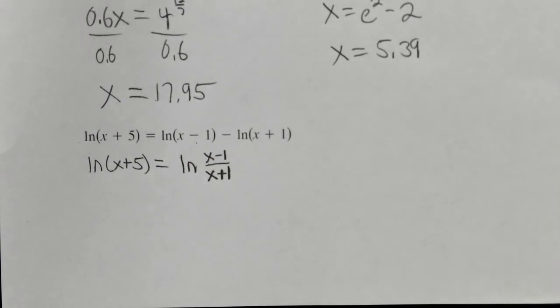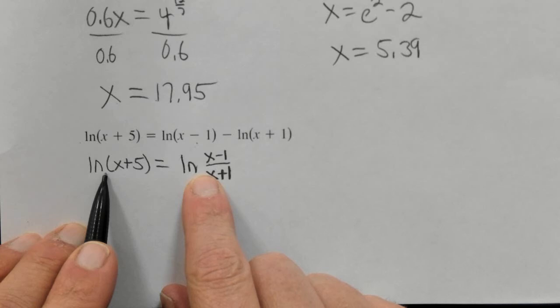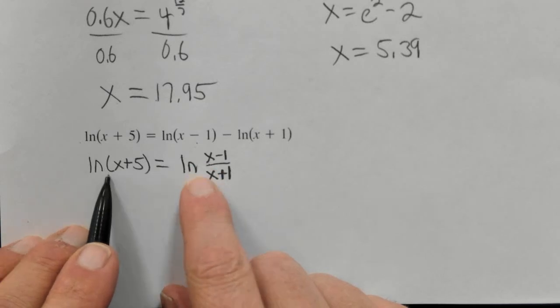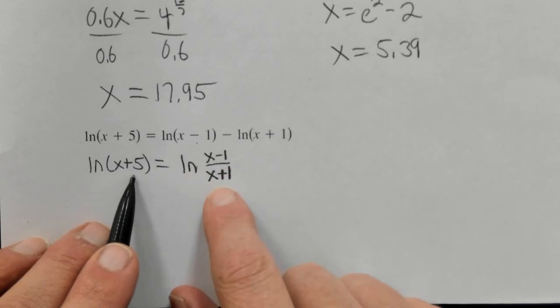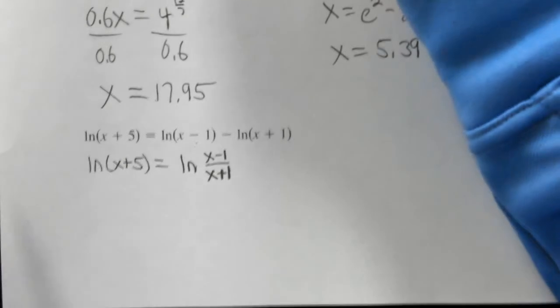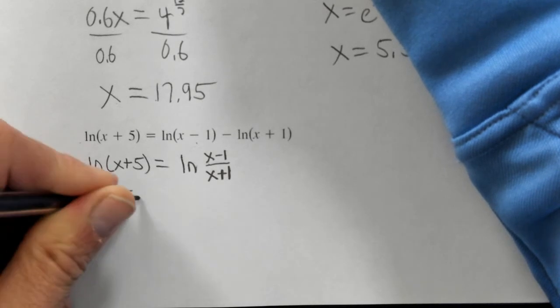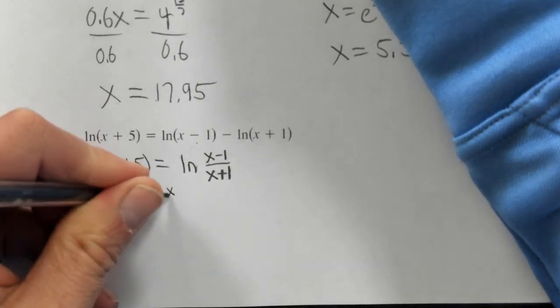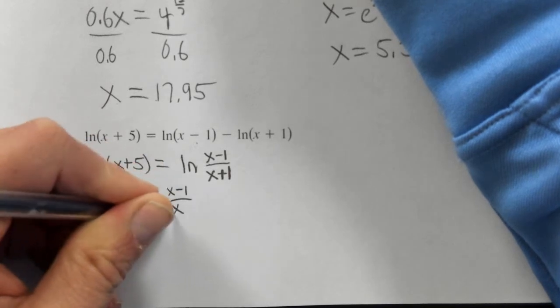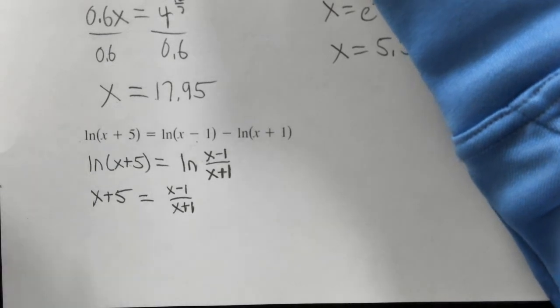So now what can we do here? Okay, so the next thing that we want to do here is recognize that this is natural log base e. Natural log is base e. And so remember what we said? If the bases are the same, then this part has to be the same. So we can really just knock natural log off of both sides. Right? So we can go now x plus 5 equals x minus 1 over x plus 1. Okay? So again, since the bases match, then these parts have to be equal.